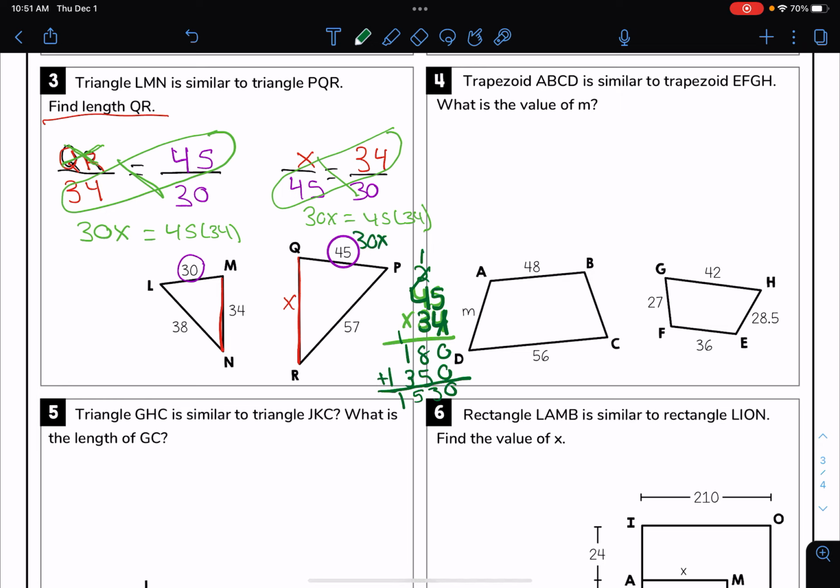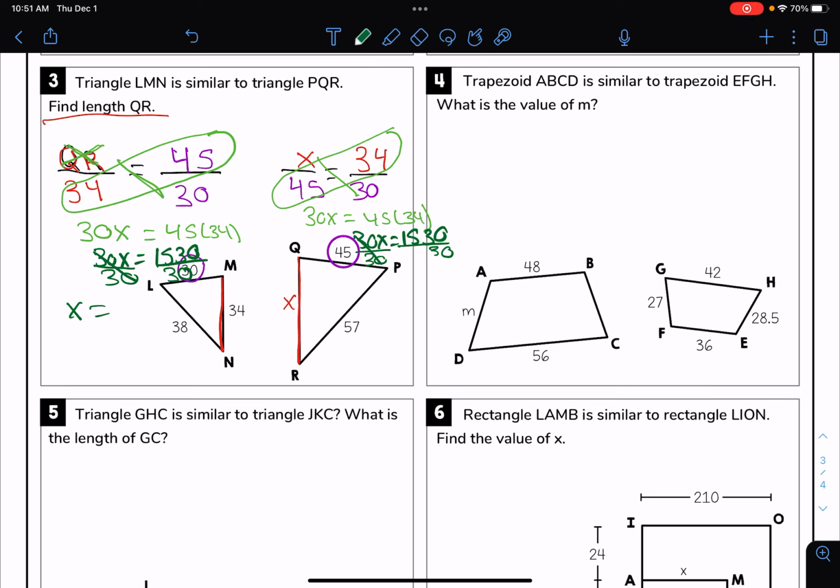So you have 30x equals 1,530. So are you done? No. That means you have to divide by 30 because you want that variable by itself. So x equals, you divide by 30. We divide by 30. And what you do to one side, you do to the other. I'm going to erase this part here since we're done with it. And so you have x equals. Okay, so you're going to divide 1,530 by 30.